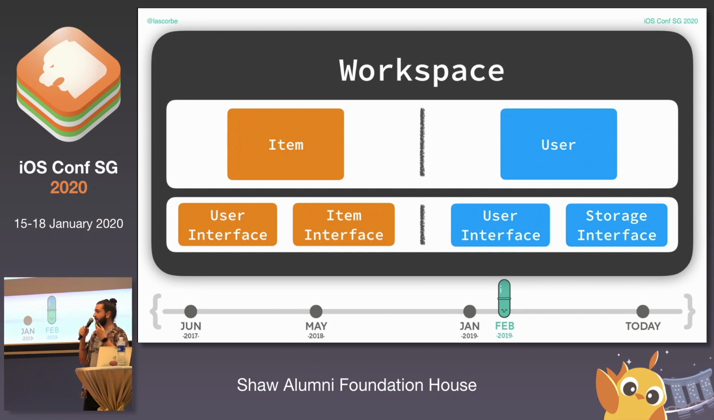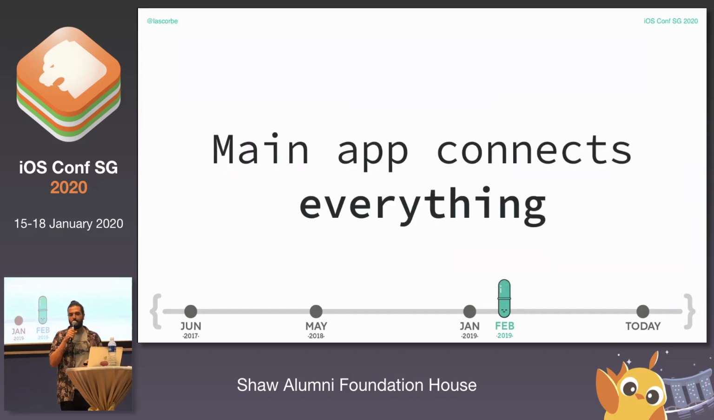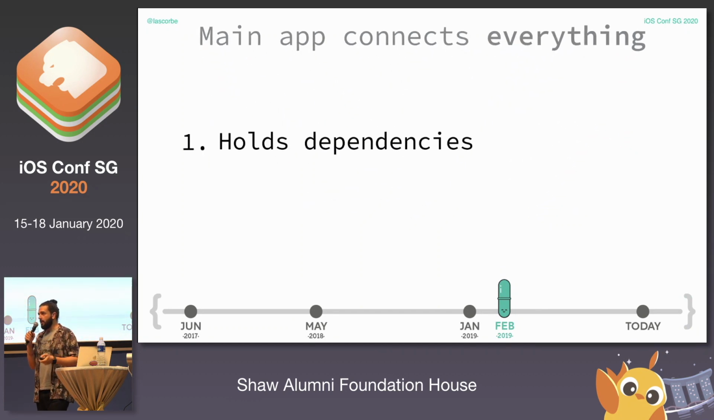So this is nice, right? But we need a way to manage cycle dependencies. And this is where the main app comes in. The main app is the one that knows everything and is the one that connects all the models. So it mainly does 2 things. One is that it holds dependencies.